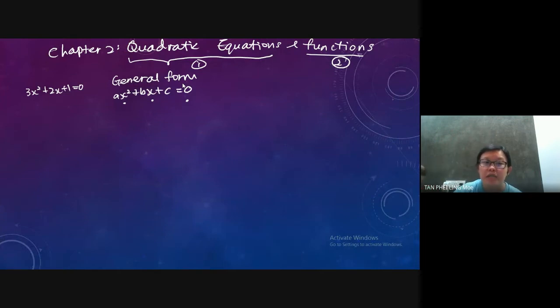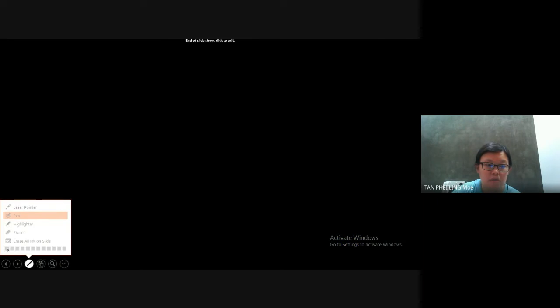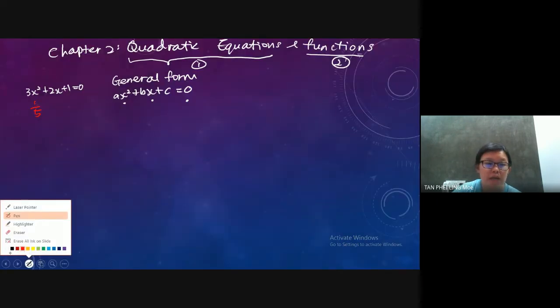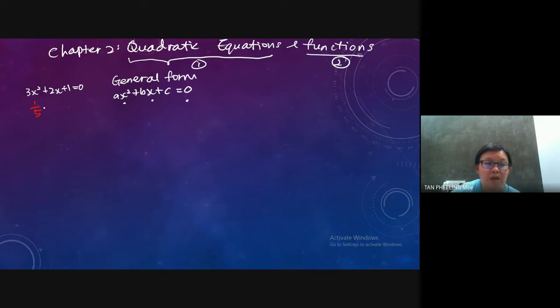Okay. So here, ax squared plus bx plus c. This is one of the examples. 3x squared plus 2x plus 1. How about if I have 1 over 5 x squared plus 3 equals to 0? Is this a general form?